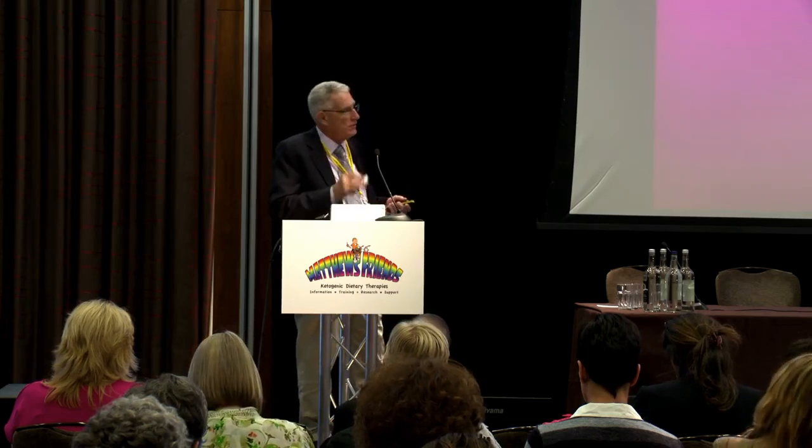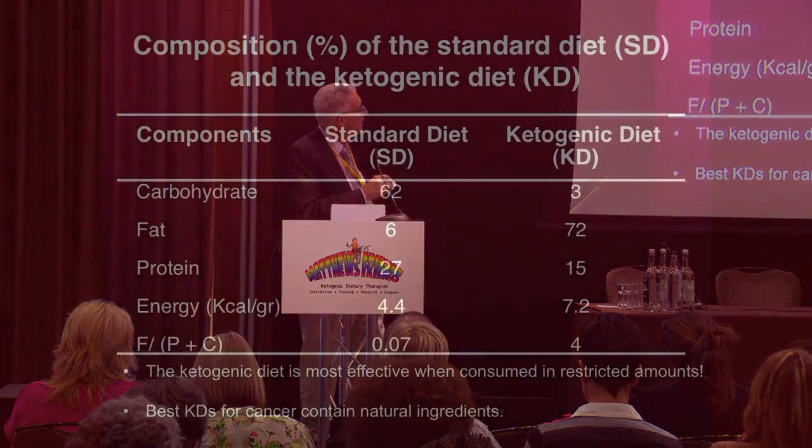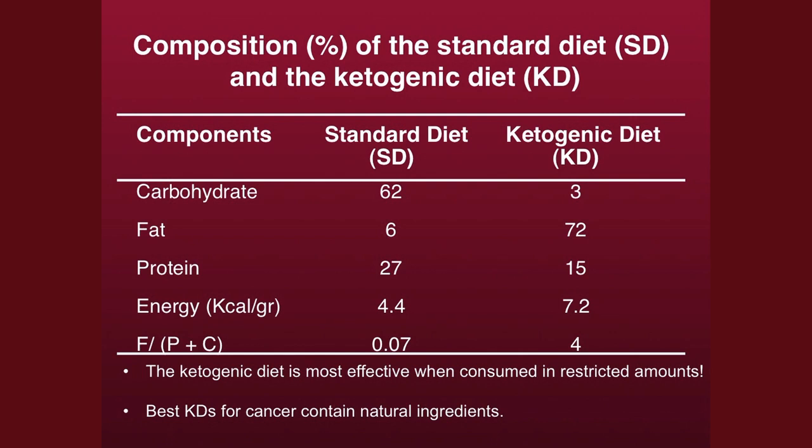It produces many of the same biochemical situations. Now, this is a generic ketogenic diet. We all know it's low in carb, high in fat, low-moderate in protein, high amount of energy per gram of food, and it's got a 4-to-1 fat to protein-plus-carb ratio. I want to point out here that the ketogenic diet is most effective when consumed in restricted amounts for managing cancer. And I'll present data to support that.